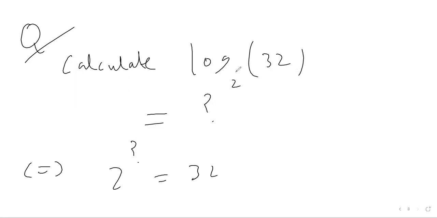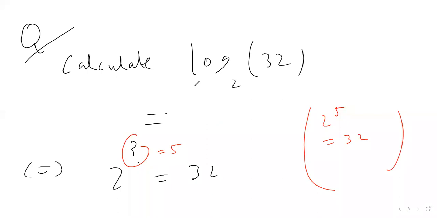So what power do we raise this 2 by to obtain 32? Well, 2 times 2 times 2 times 2 times 2 is 32. So 2 to the power of 5 is 32. So let's do some working over here. You know that 2 to the power of 5 equals 32, so that means this power is going to be equal to 5. So the final answer to this question is 5. So the logarithm of base 2 of the number 32 is the number 5, because 2 to the power of 5 equals 32. That's just an example of how you can calculate with these logarithms.